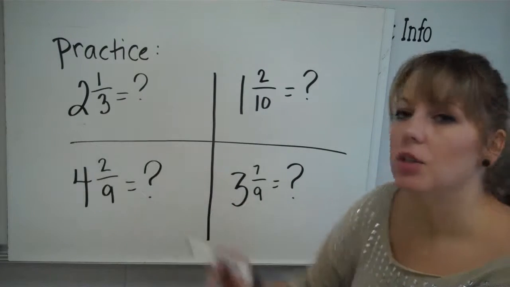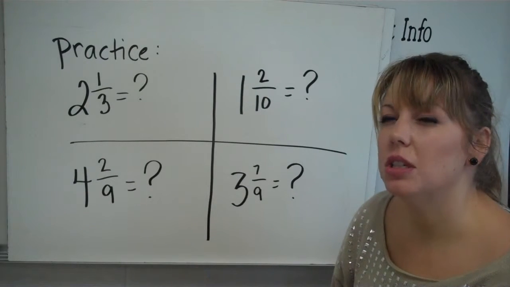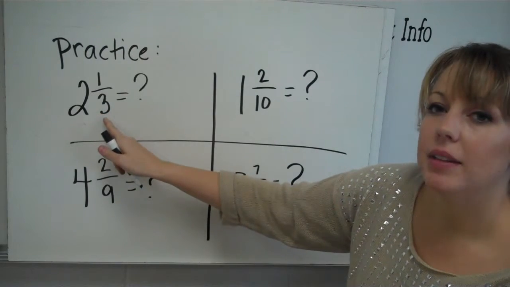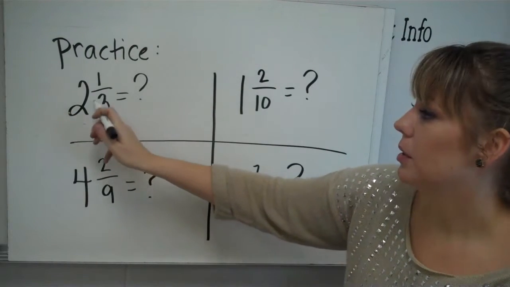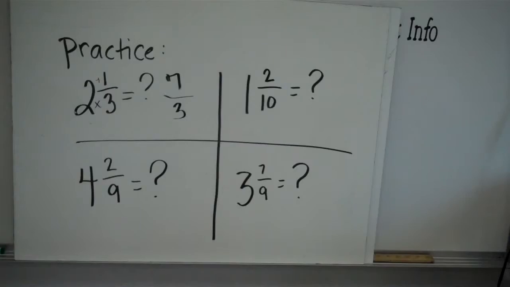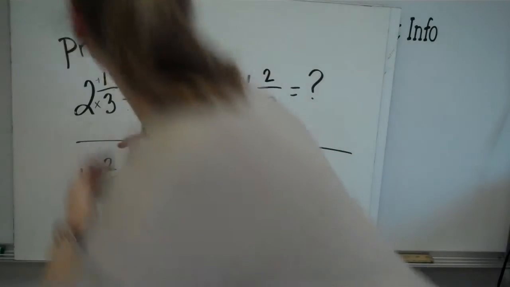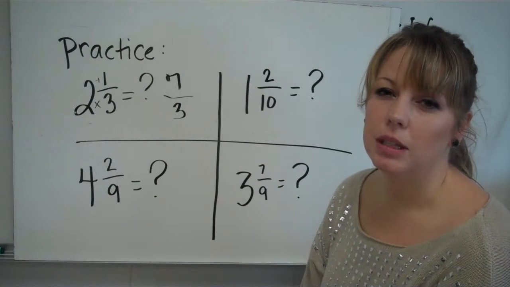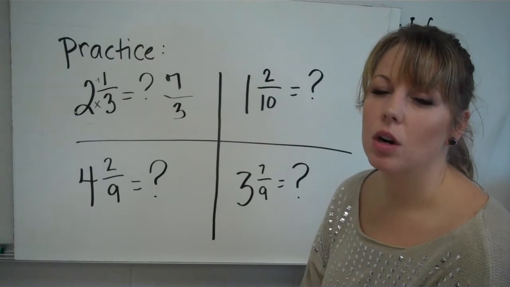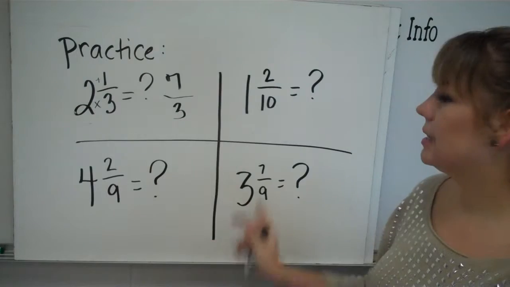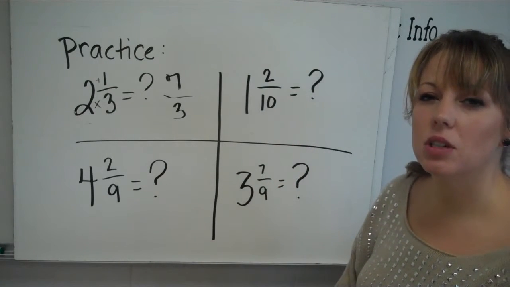I'm going to go ahead and do the first one for you so that you can do the last ones by yourself. Remember to multiply the denominator by the whole number. That's going to give us 6. Add this one. That gives us 7 over 3. So 7/3 would be what you would use for the improper to use in your question. So I want you to try these last 3 and see if you can come up with the answer.